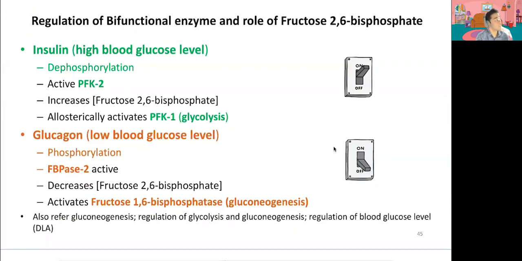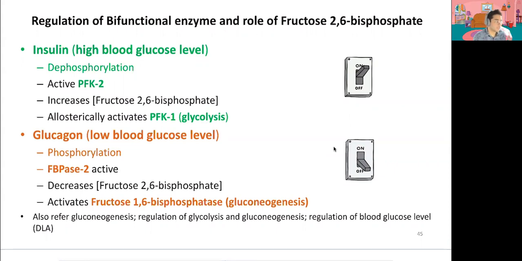This is nicely summarized here. Insulin, right? High blood glucose levels, dephosphorylated state, active PFK2, increases fructose 2,6-bisphosphate, and then allosterically activates PFK1. So think about this pathway, because remember, PFK2 is the primary regulatory enzyme. Everything else is going to cascade down to PFK1, which is going to allow you to eventually create pyruvate.